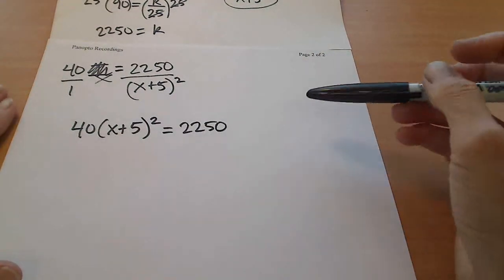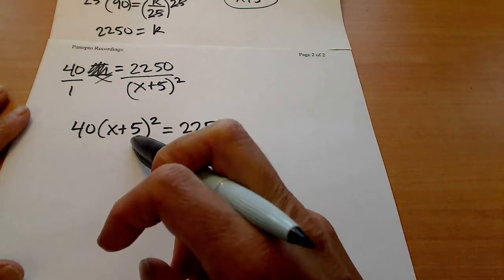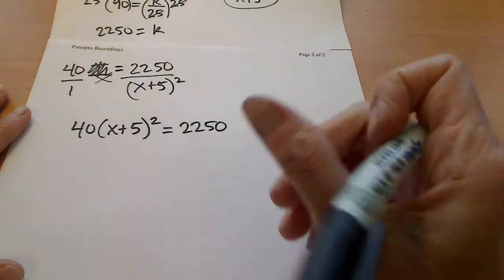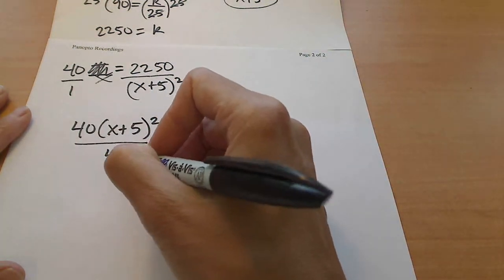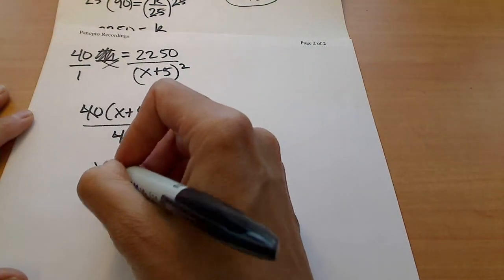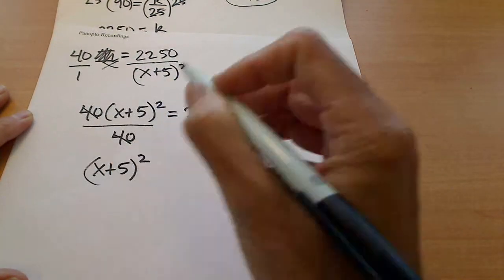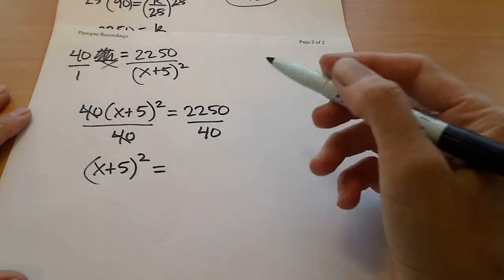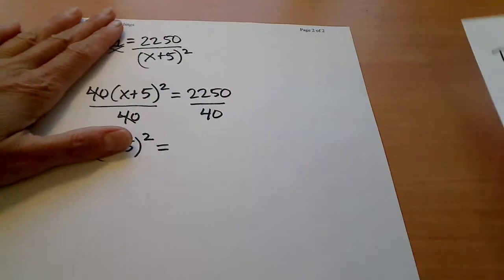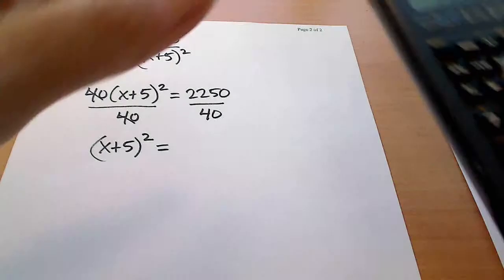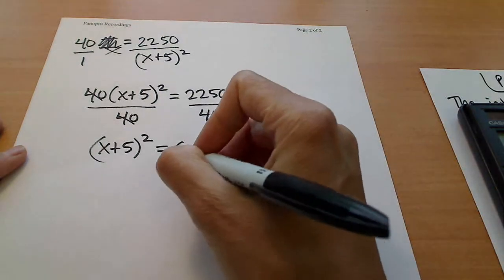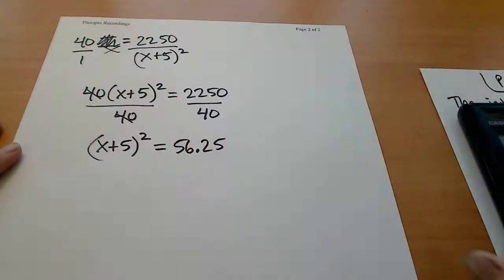Now you might look at that and say, well, we need to write this in the expanded form, FOIL it out, set it to 0, do that whole thing. But we actually don't need to. There's a shortcut here. We can use the principle of square roots to solve this. So if we isolate the x plus 5 quantity squared, then 2250 divided by 40, let's find what that is. And we get 56.25.